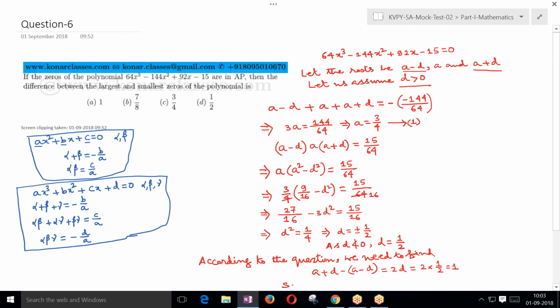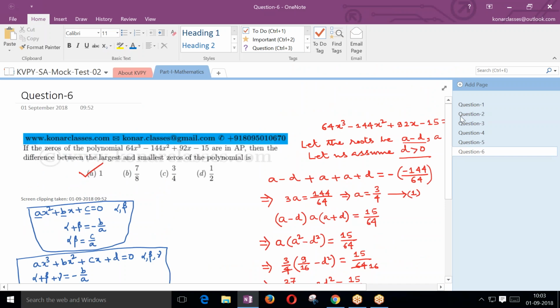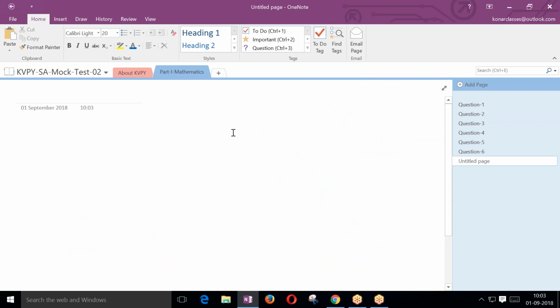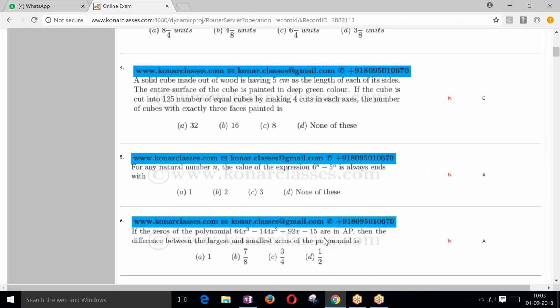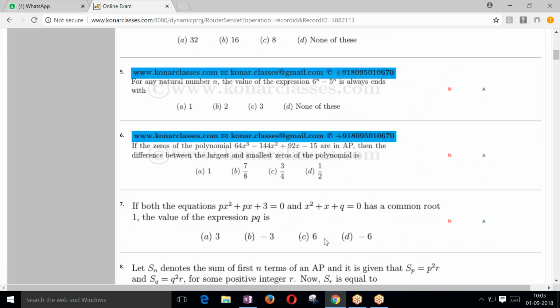So we get the correct option as A. I hope things are well understood. Let's proceed to the next question, which is question number 7. In question number 7, if you look into the online platform, it's something like this.